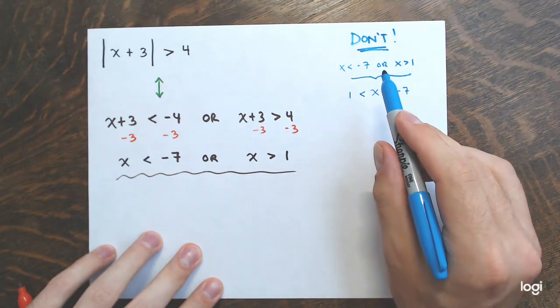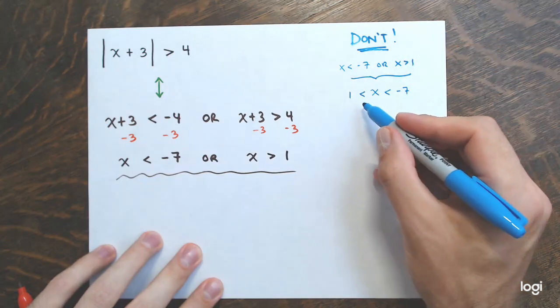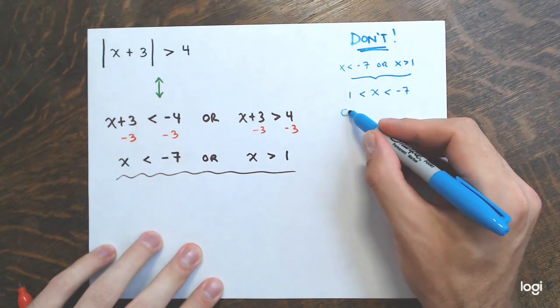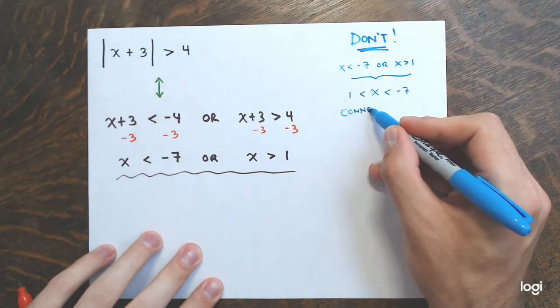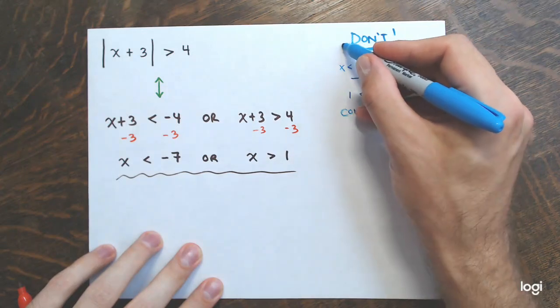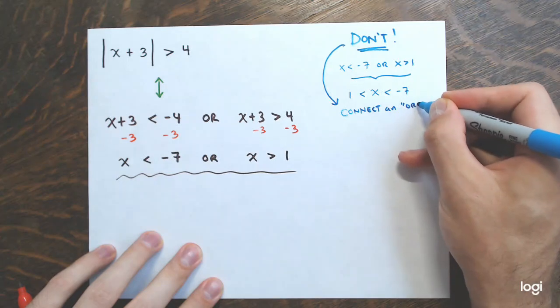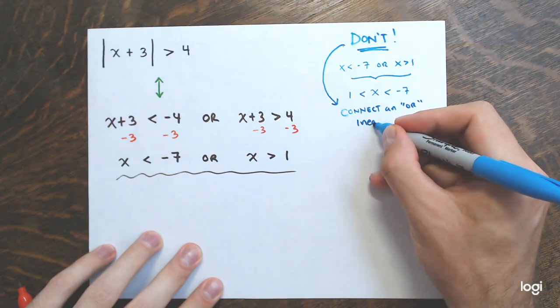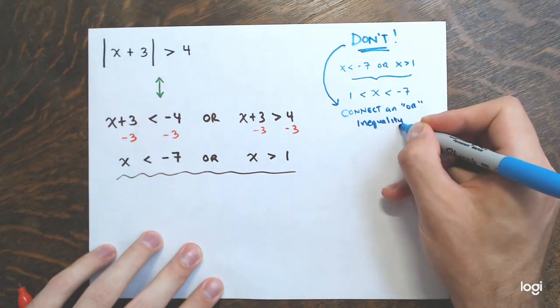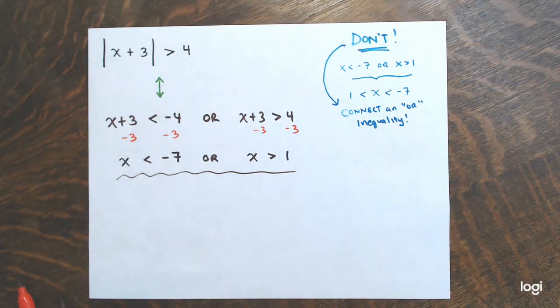Don't put an or inequality together. Don't connect an or inequality. You can only do that with certain and inequalities, and not all of them. You can only do it with certain and inequalities when your solutions end up being between two values. You only connect inequalities when you're between two values.